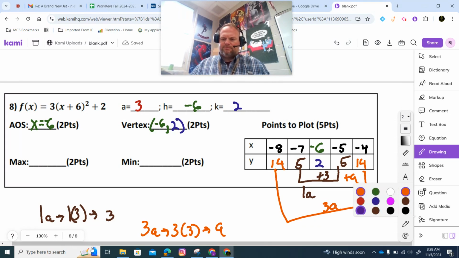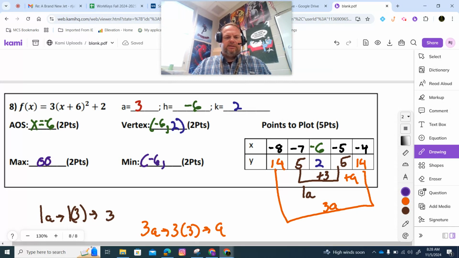All right. So our A is positive, so our max is infinity. Our minimum is our vertex. All right. So there's the first installment of our practice test.